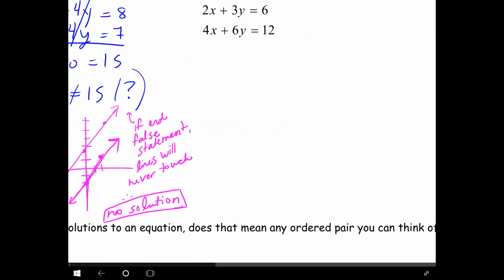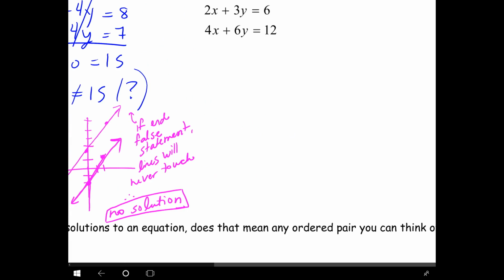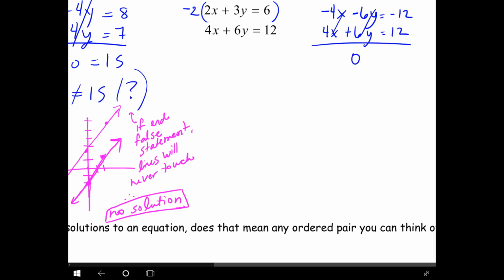Looking at the next one, it's a similar type scenario. We can solve using elimination, so multiply both sides by -2, which would give me -4x minus 6y is equal to -12. And I have 4x plus 6y equals 12. When I add, I get 0 equals 0.